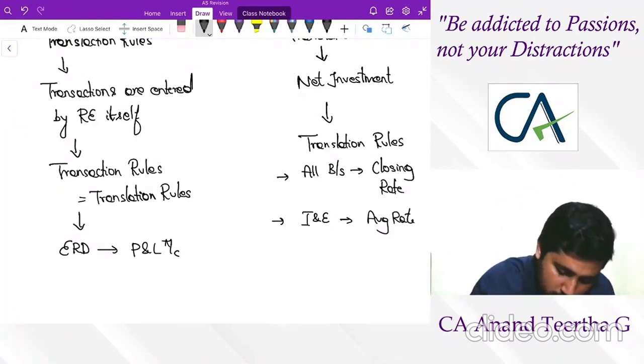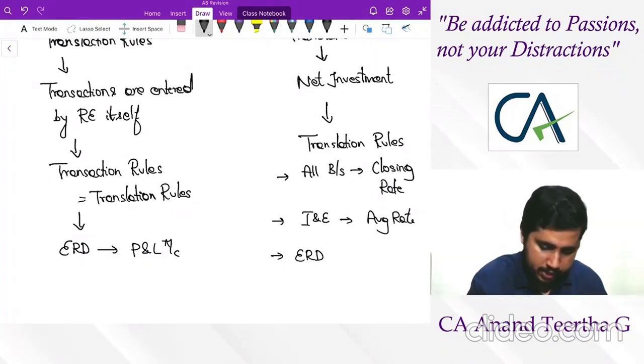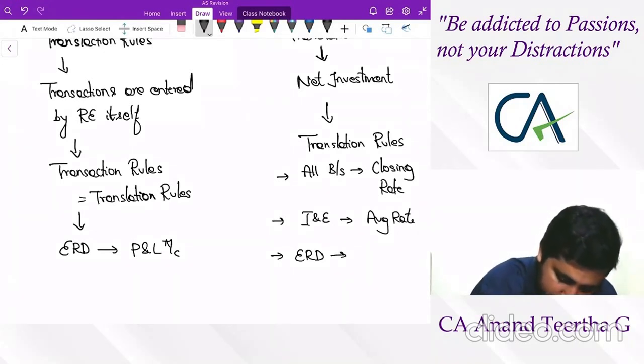Now, if at all there is any ERD when it comes to non-integral foreign operation, unlike integral, where it goes to P&L, here it will be shifted to a reserve called FCTR, Foreign Currency Translation Reserve.